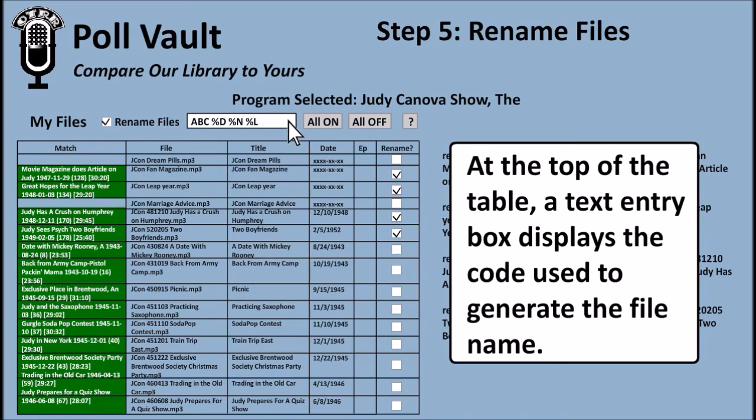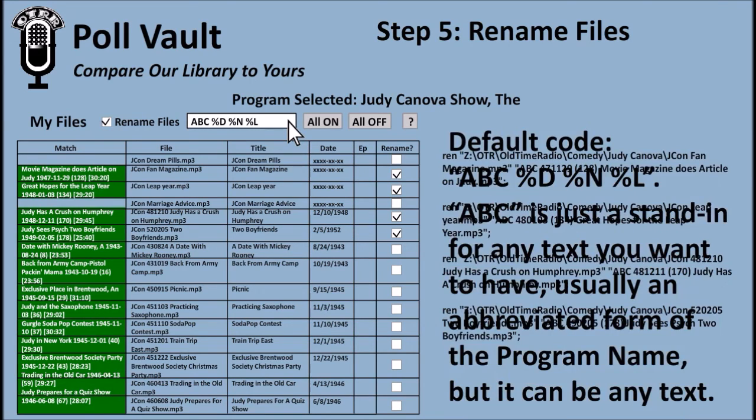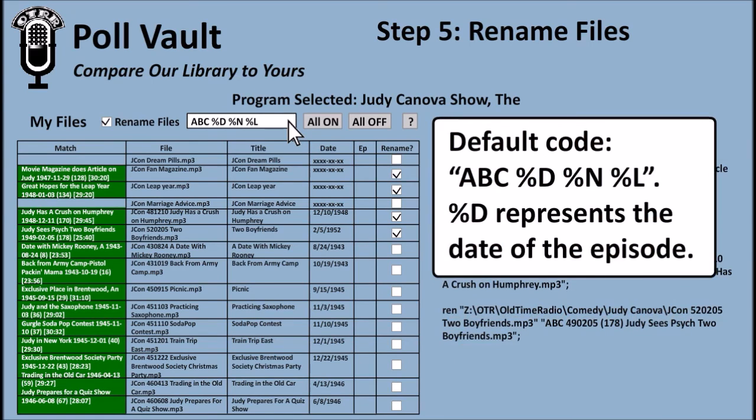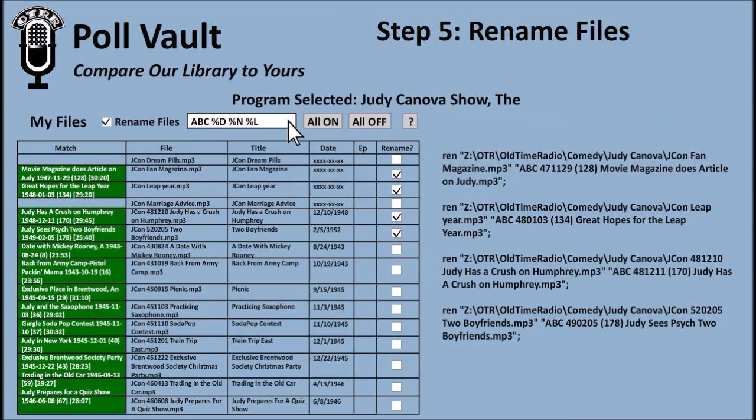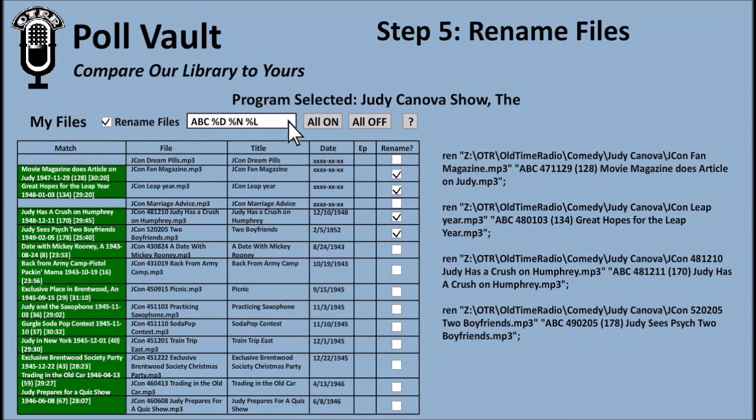At the top of the table, a text entry box displays the code used to generate the file name. The default code is ABC %D %N %L. The ABC is just a stand-in for any text you want to have, usually an abbreviated form of the program name, but it can be any text. %D represents the date of the episode. %N represents the episode number. %L is the library title. You can also use %M for the title from the original file.